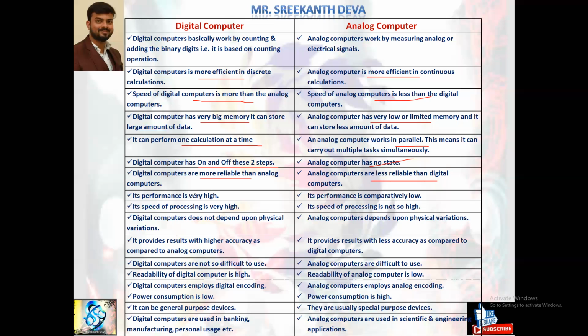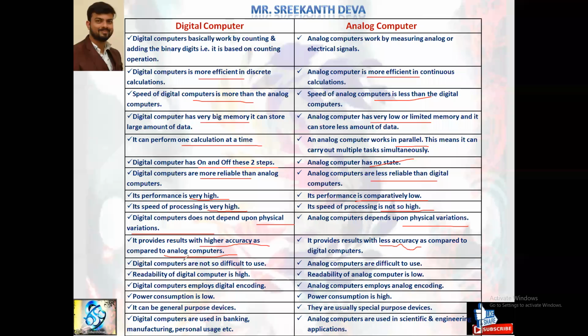Analog computers perform at very high speed in nature. Comparatively, the digital computer is slow. The analog computer's speed of processing is very high, while the digital computer's speed of processing is not that high. A digital computer does not depend upon physical variations, but analog computers depend completely on physical variations. Digital computers provide results with higher accuracy as compared to analog computers. Analog computers provide results with less accuracy as compared to digital computers.